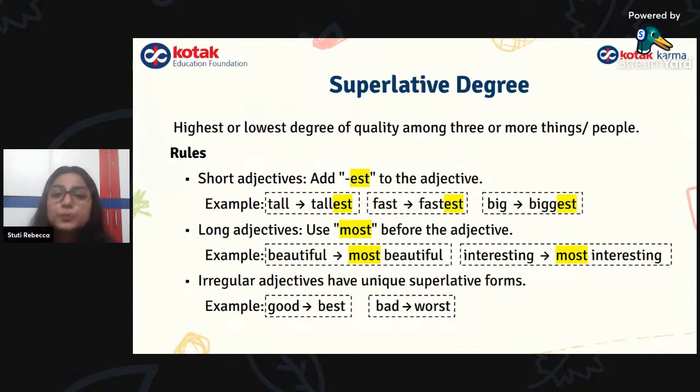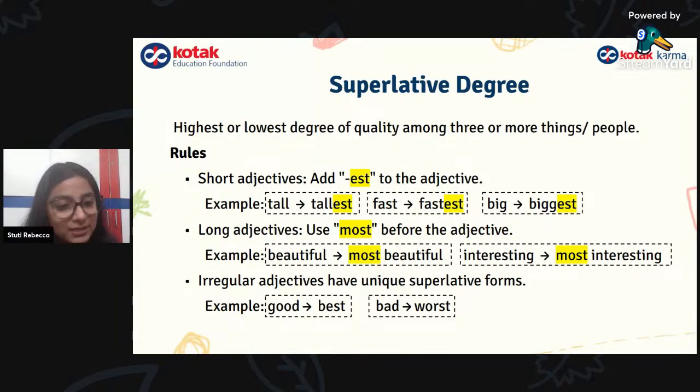Now, students, superlative degree will show you the highest degree or the lowest degree of quality among three or more things or people. You will understand this. For example, now the rule for superlative degree is short adjectives will add est to the adjective. I repeat, it will add est to the adjective. For example, in comparative degree, tall changes to taller, but in superlative degree, tall will change to tallest. Then fast will change to fastest, and big will change to biggest.